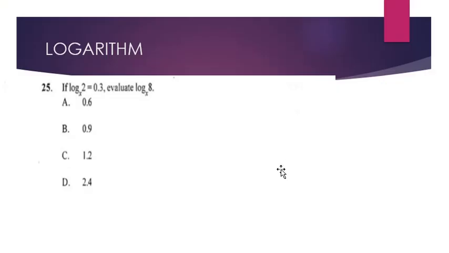Hello everyone, and welcome to another YouTube video. In this tutorial video we'll be treating how to solve logarithmic questions using a scientific calculator, the fx-991ES.